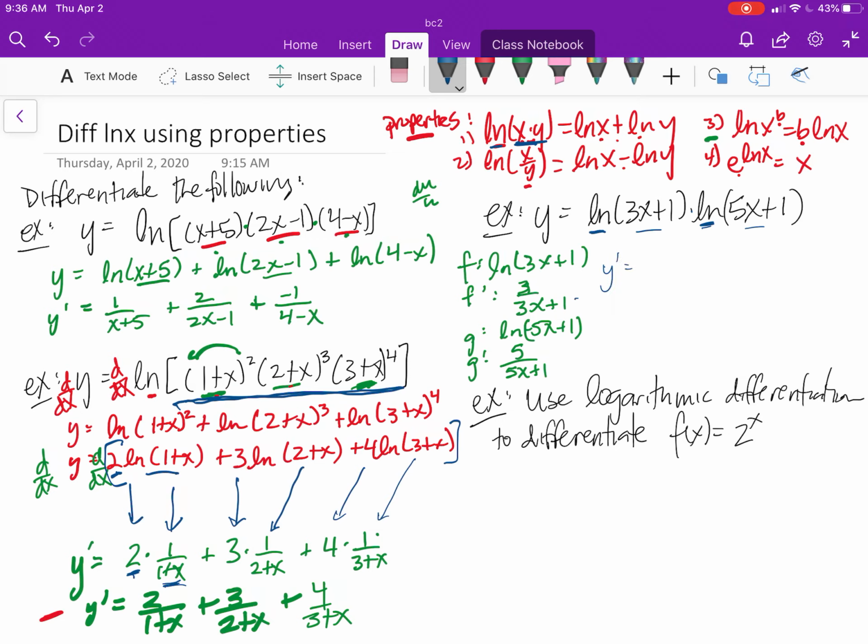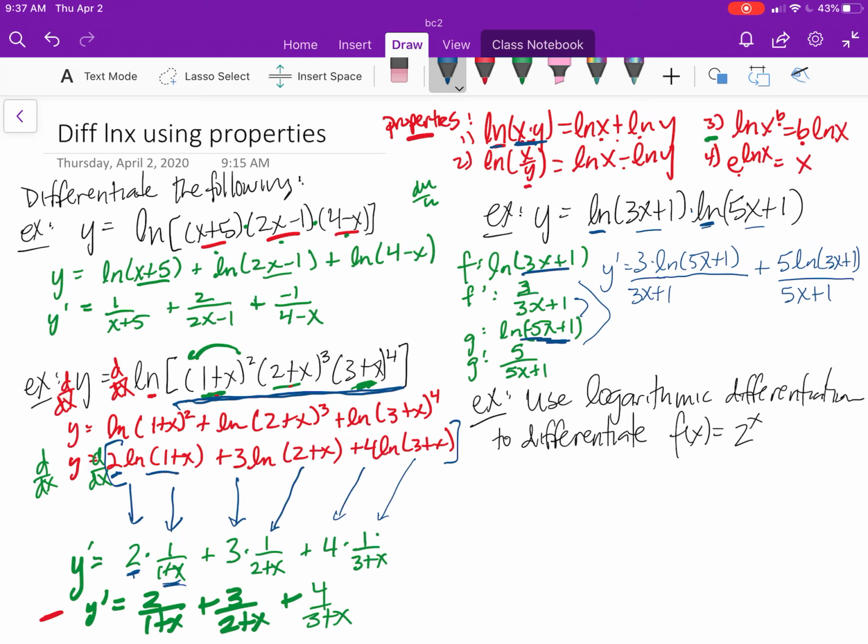So the derivative is f prime g, 3 over 3x plus 1 multiplied by ln(5x plus 1), plus f g prime. I'm going to go ahead and just write the 5 first, ln(3x plus 1) over, right, it was 5 over 5x plus 1. Because we're multiplying, I just put the ln's in the numerator because they were over 1.